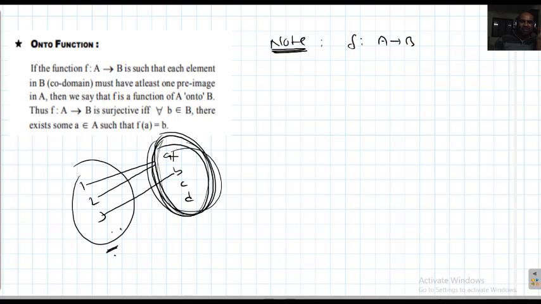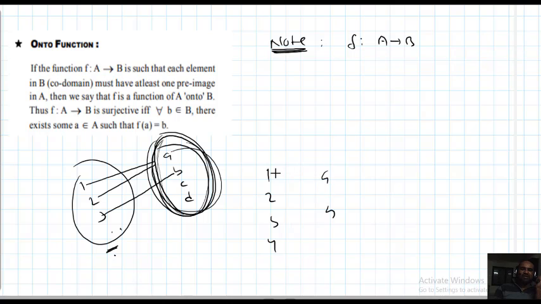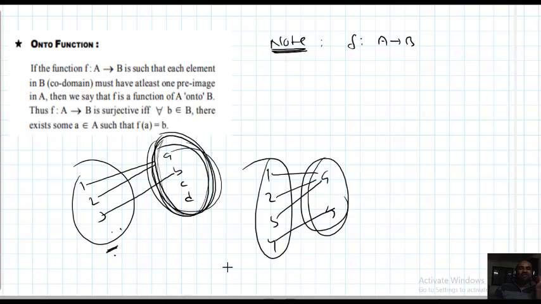See here. A, B, C, D, here 1, 2, 3. We are not getting any onto function here. For example, 1, 2, 3, 4 given, here A, B given. An onto function exists. The meaning of this: the second set's elements should be equal to the first set's elements or lesser. So what is the condition? If f is onto, then n of A, sorry.